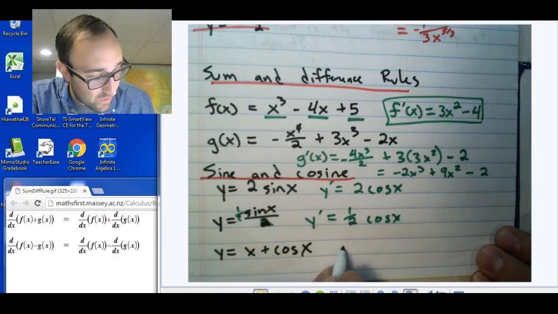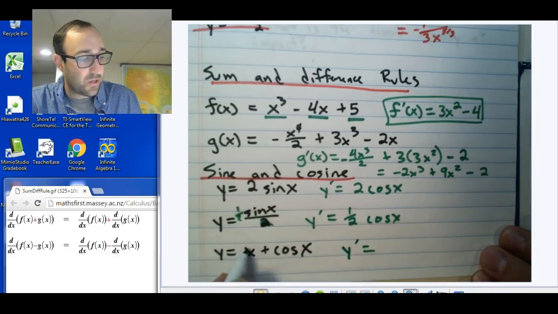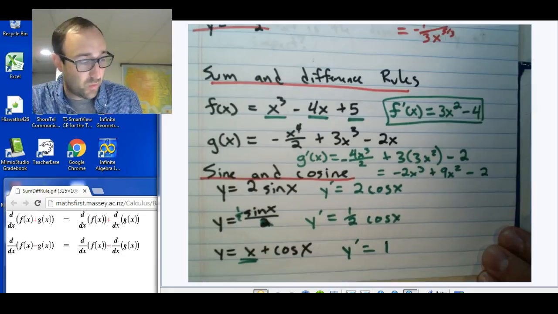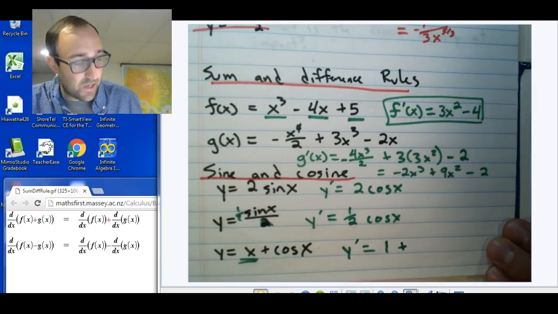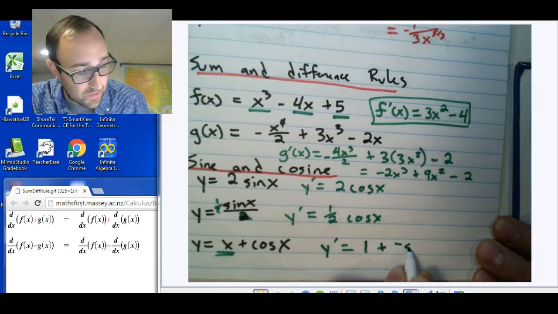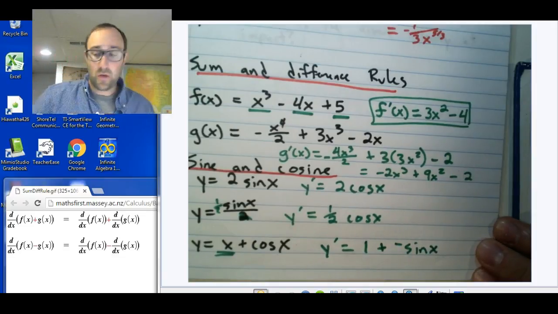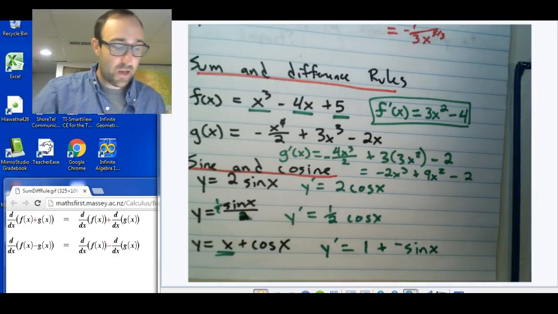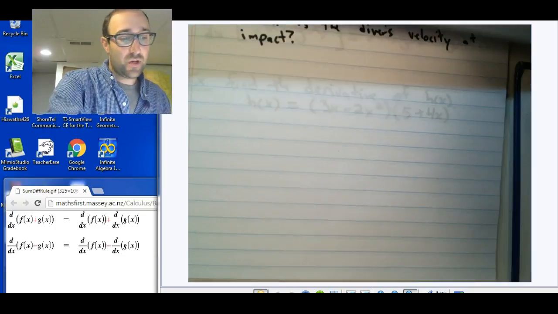Okay, and the last one, we can say y prime is going to equal, what is the derivative of just x? Well, it's just 1. What's the derivative of cosine? That is negative sine x. So there you go. That is your answer. Good. Now, let's do just a few more.